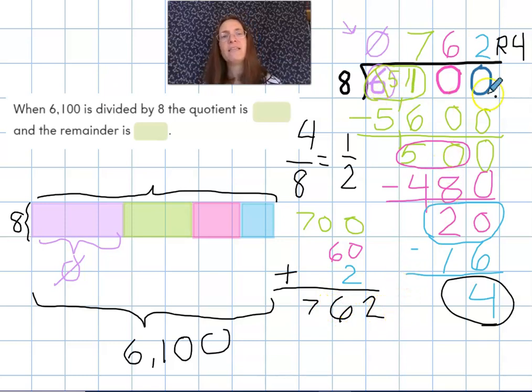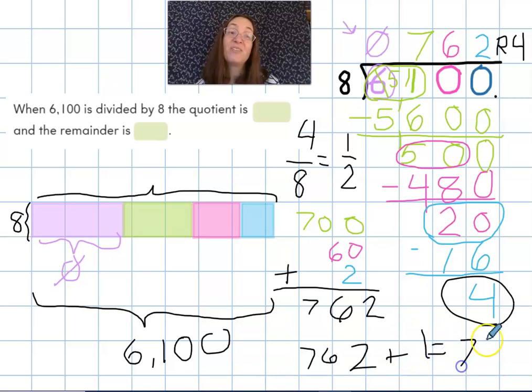If I was counting these 6,100 things as donuts that I wanted to put on plates, and there are 8 donuts on each plate, and I don't want any of my donuts to be left out or thrown away or just sitting on the table, I might even use this remainder to round up and say, I'm going to need 762 plus 1 more plate to put all my donuts on. So in that situation, I might choose to round up.